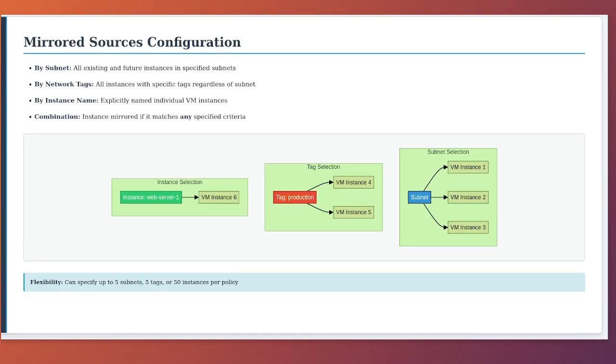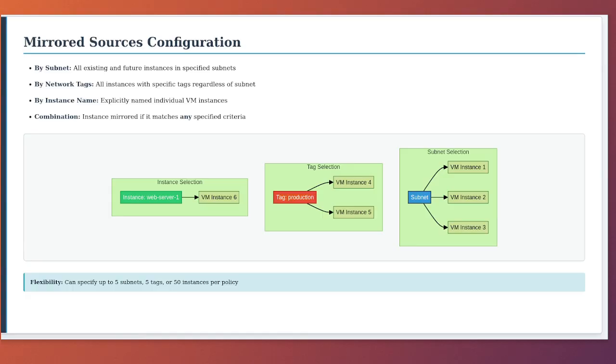An important aspect of this configuration is that you can combine these selection methods in a single policy. If a virtual machine matches any of your specified criteria, whether by subnet, tag, or instance name, it will be mirrored.